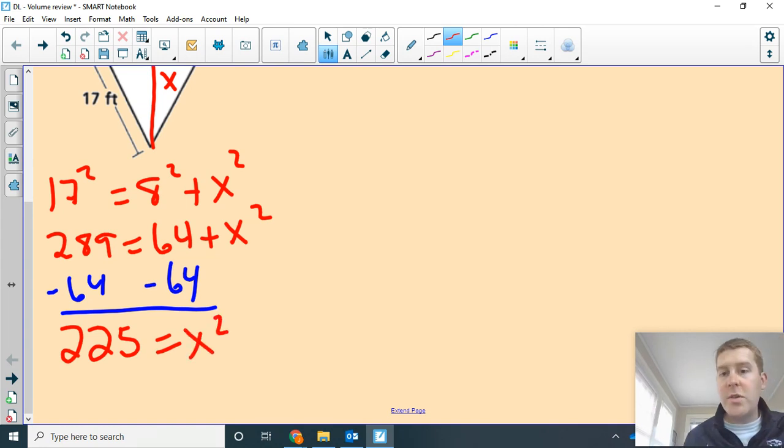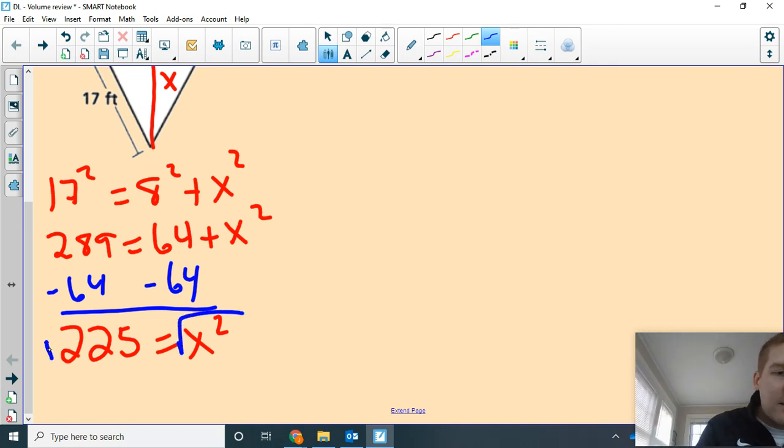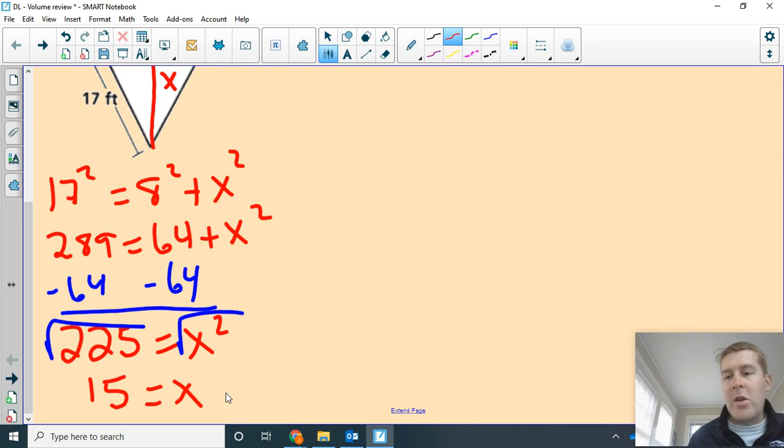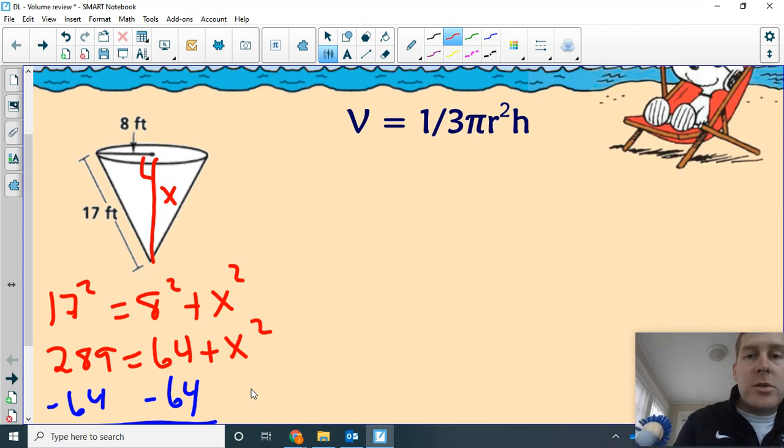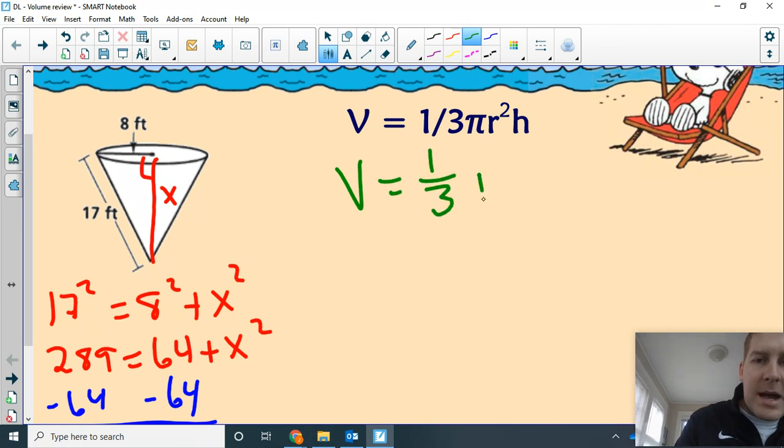And then we want to undo the square by taking the square root of both sides. The square root of 225 ends up being 15, which is x, or we know that as the height of our cone. Now that we have that missing piece, we can plug all that into our formula for the volume. Volume equals 1/3 pi. What's our radius? Oh, it was given to us. The radius of the base here is 8.